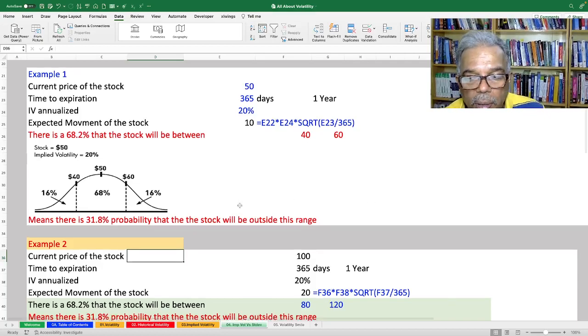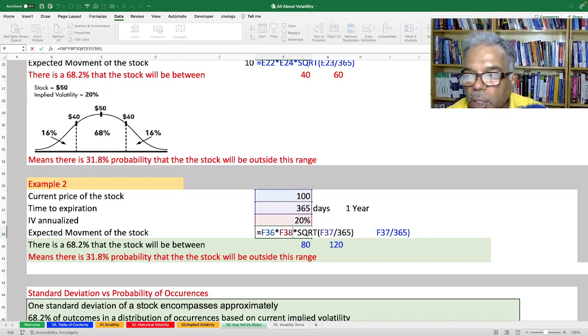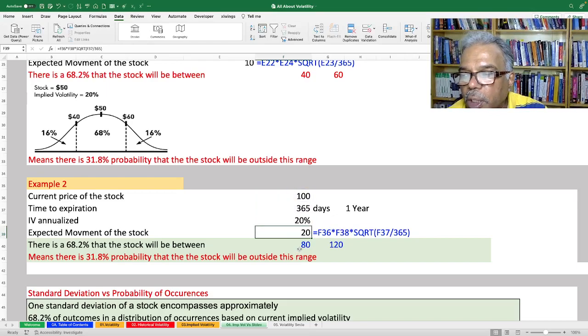Let's take one more example. Let's say the current stock price is 100. Let's assume a 1 year period. Annualized implied volatility is 20%. So the expected movement of the stock is 20. That means 100 plus or minus 20.